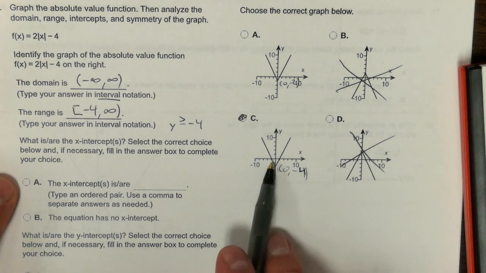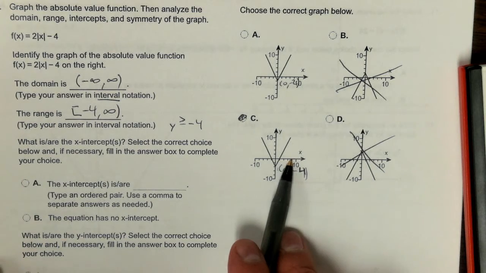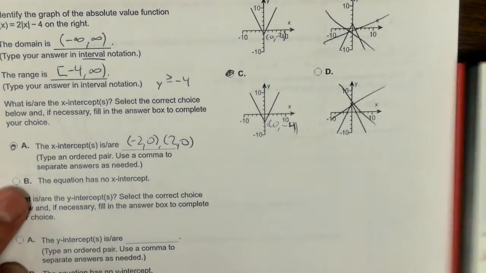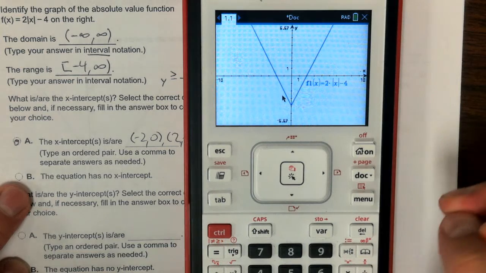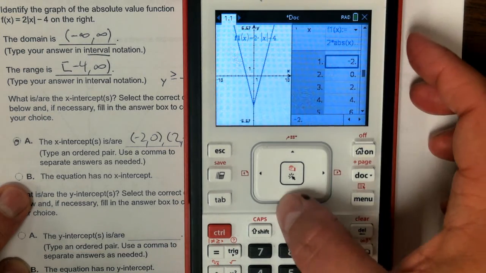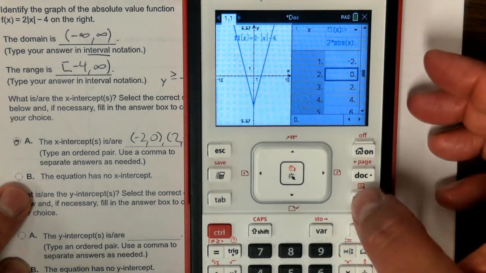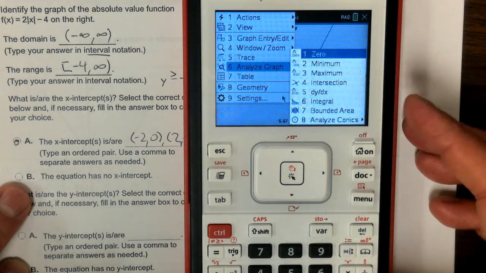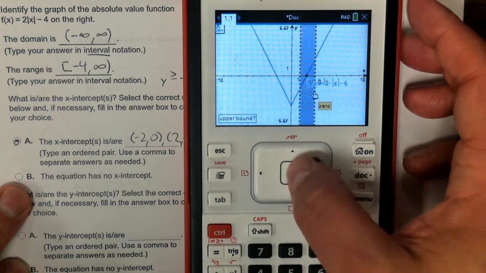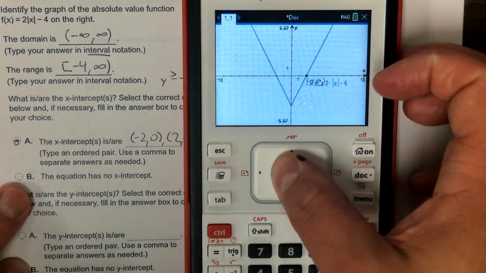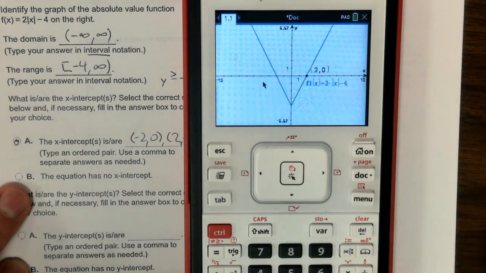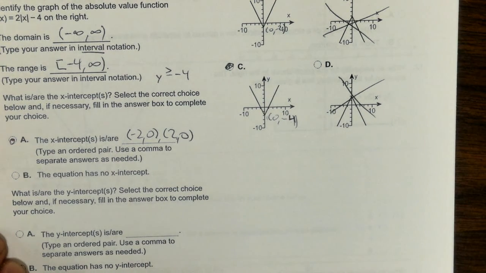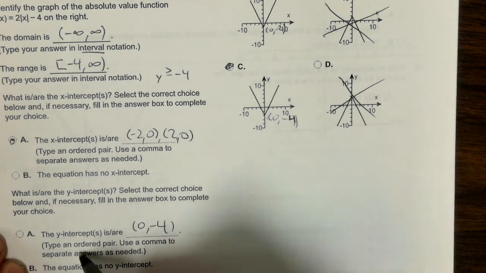And now we need the x-intercepts. Again, it looks like it's counting by 2's, and so that would be negative 2, 0, and 2, 0. You can find out for sure on your calculator, either through the table, like there's 2, 0, or through the zero of the graph. So analyze graph, then zero of the graph. Between here and here is 2, 0. So you just move it like that. And then the other one's negative 2, 0. Then we need the y-intercept, and so we already know that's 0, negative 4. Remember to use an ordered pair.